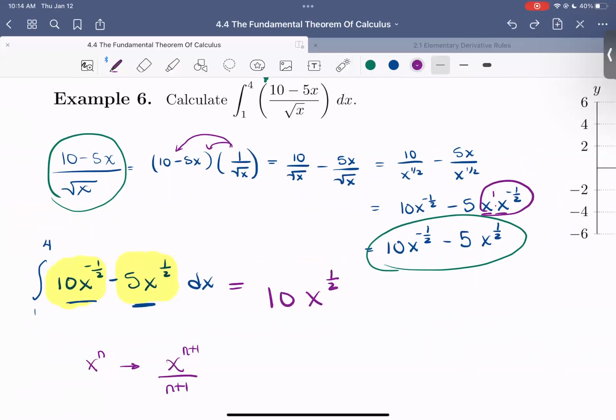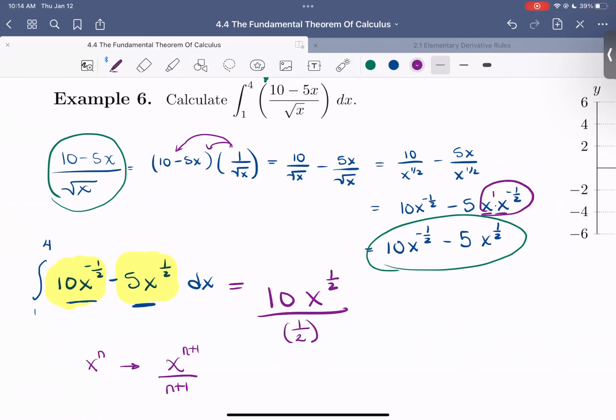So we add 1 and we get positive 1/2. Okay, but we're not quite done yet because we still have to divide by the new exponent. So divide by 1/2, or equivalently multiplying by 2 if you'd like.